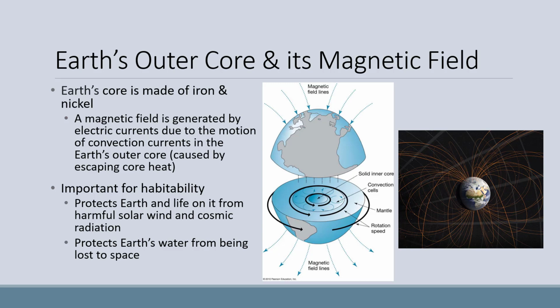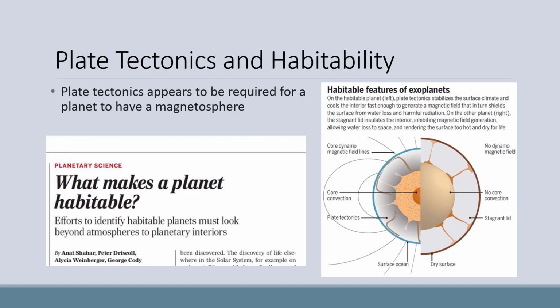This is important for habitability because the magnetic field protects Earth and life on it from harmful solar wind and cosmic radiation, and because it protects Earth's water from being lost to space. Plate tectonics also appears to be required for a planet to have a magnetosphere, which is generated by Earth's magnetic field interacting with particles from solar wind in Earth's upper atmosphere. And so this is actually another way that plate tectonics makes the Earth habitable.